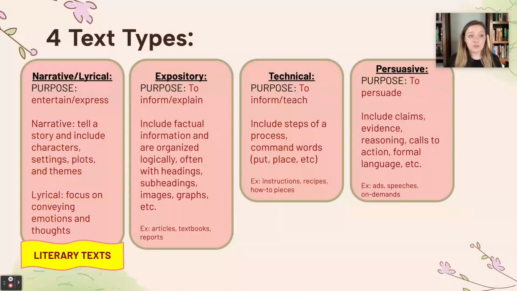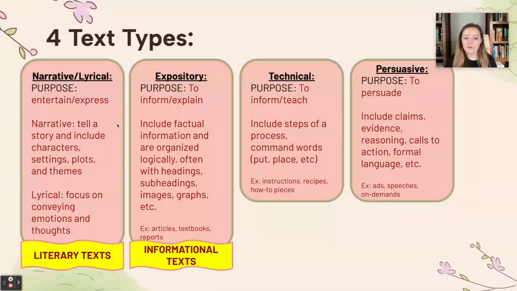Now, to make your life a little bit easier, when it comes to that first category, remember, we can just call that literary text, those things that are literature, like poems and stories. And these expository texts, since they're meant to inform you, we can call those informational texts. These two, literary texts and informational texts, are the ones that we're going to work with the most this year.